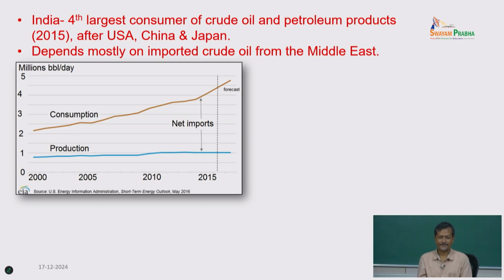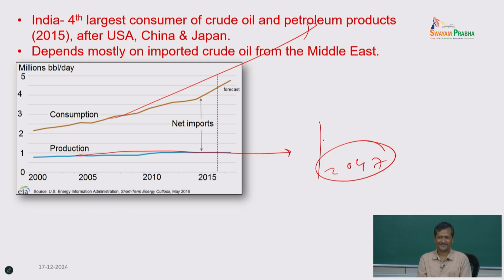Okay. So if you see India, it is the fourth largest in consumption. Again it is a little bit older, but still almost in the same zone, right. So production is almost a horizontal line, while consumption is increasing. So that is the challenge. Then how can you match 2047? Okay. So there is a big challenge remaining ahead of you.